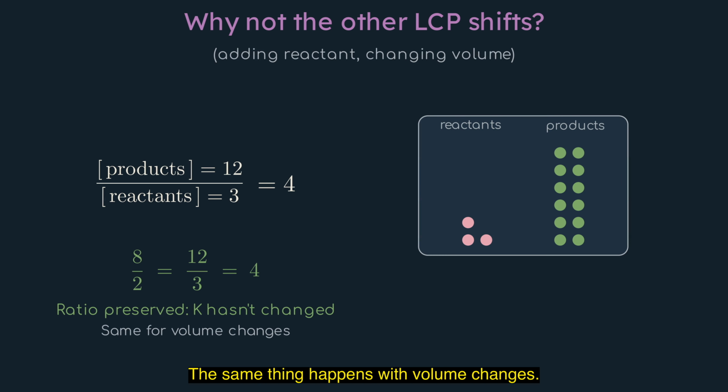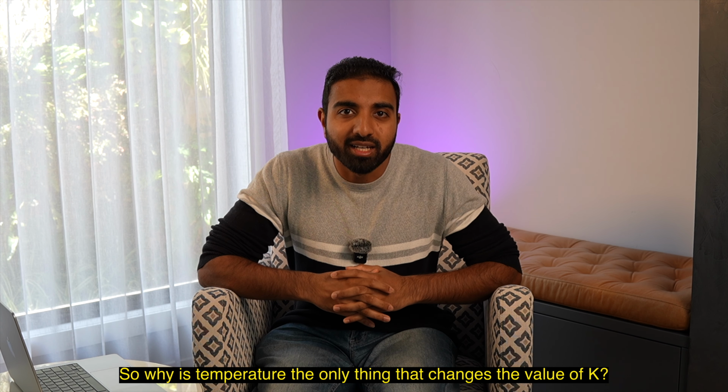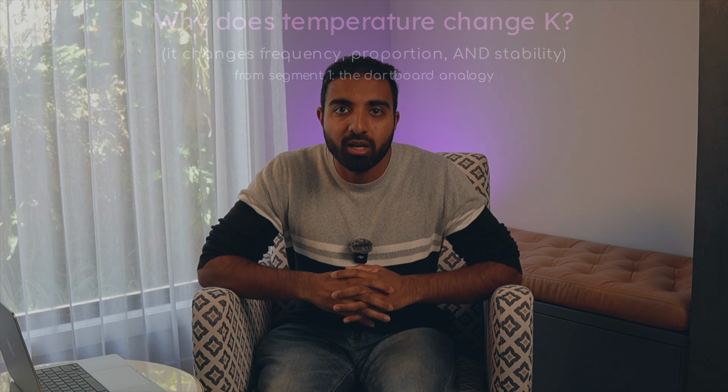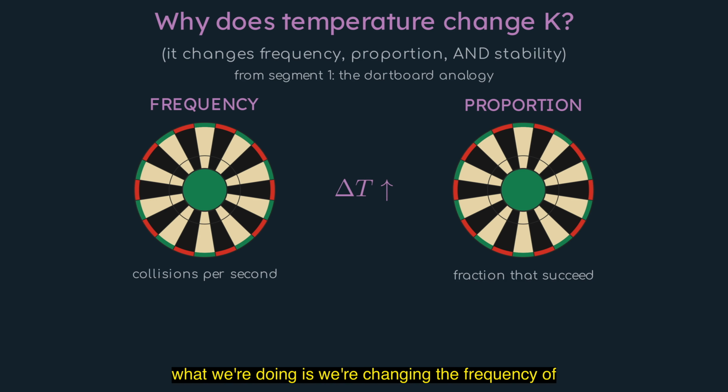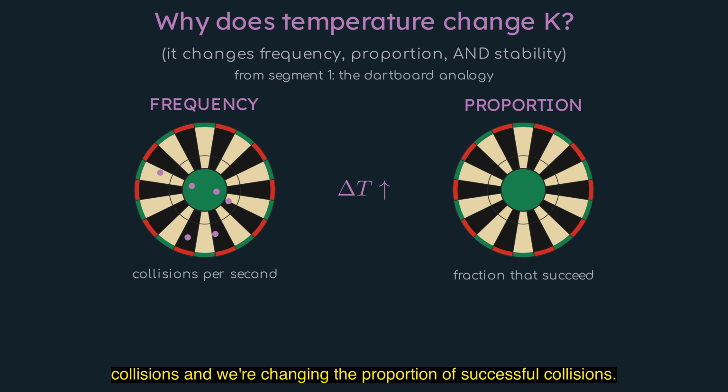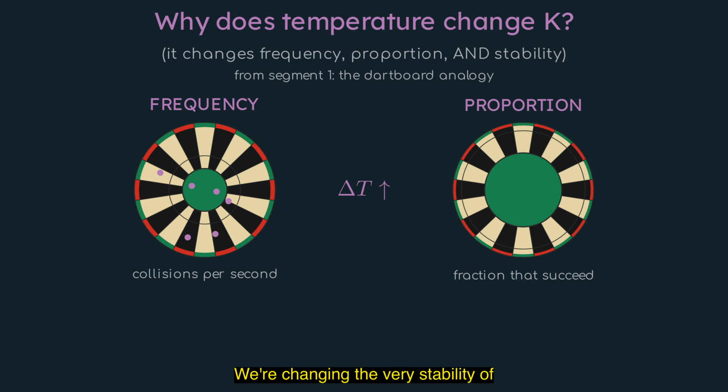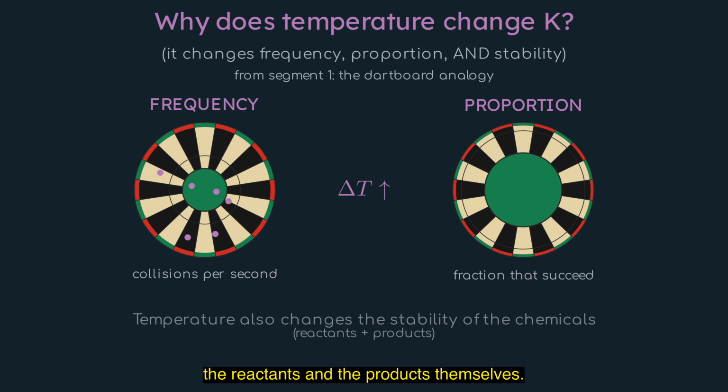The same thing happens with volume changes. There is a shift in LCP, but the ratio stays the same. So why is temperature the only thing that changes the value of K? Well, remember, when we increase or decrease temperature, we're changing the frequency of collisions and we're changing the proportion of successful collisions. We're changing the very stability of the reactants and the products themselves.